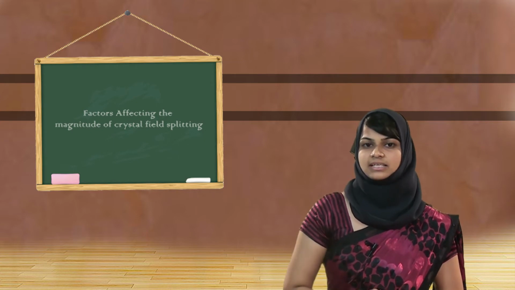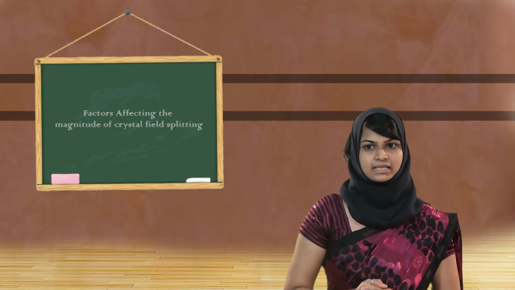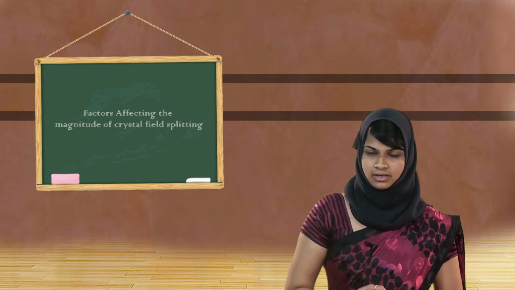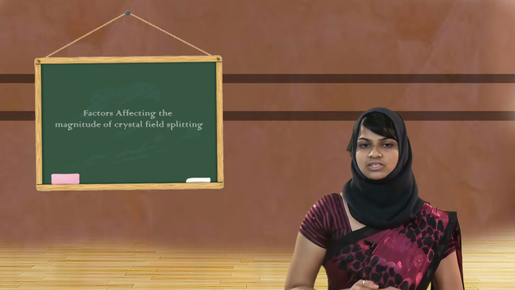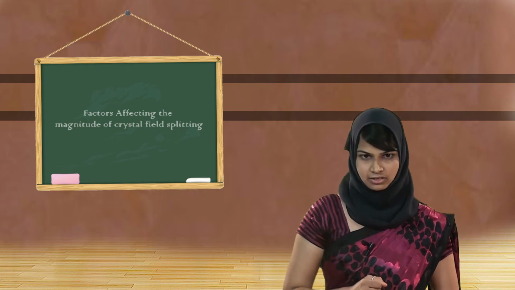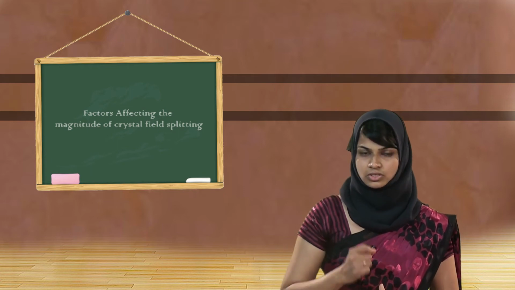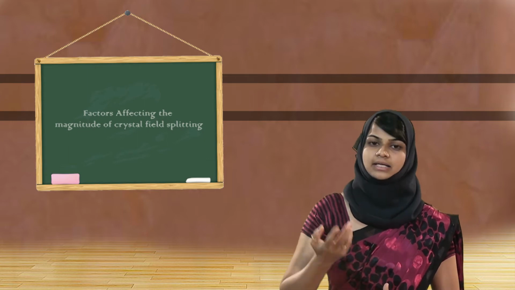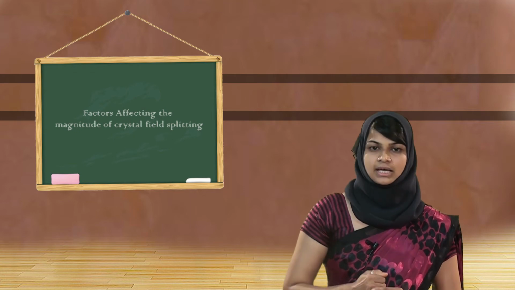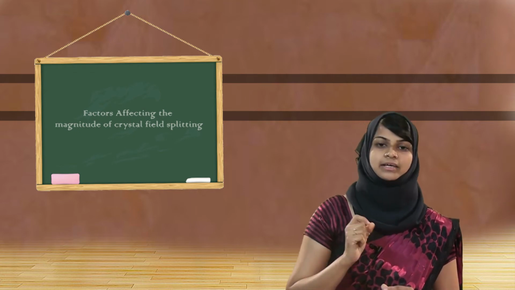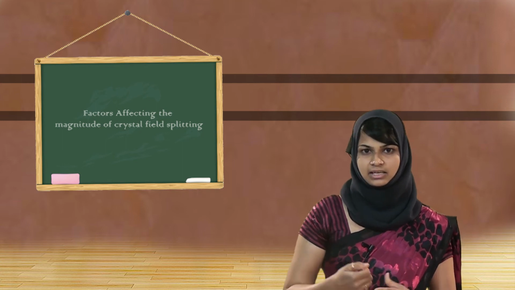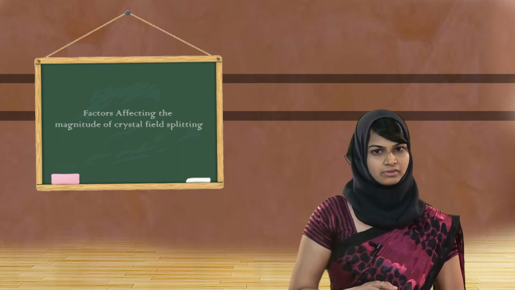The next factor is the oxidation state of the central metal ion. How does it affect the splitting? It is said that the higher the oxidation state and the smaller the central metal ion, the greater will be the crystal field splitting parameter. That is to say, if a metal ion has a higher oxidation state than a lower oxidation state, it can give rise to a higher magnitude of crystal field splitting.